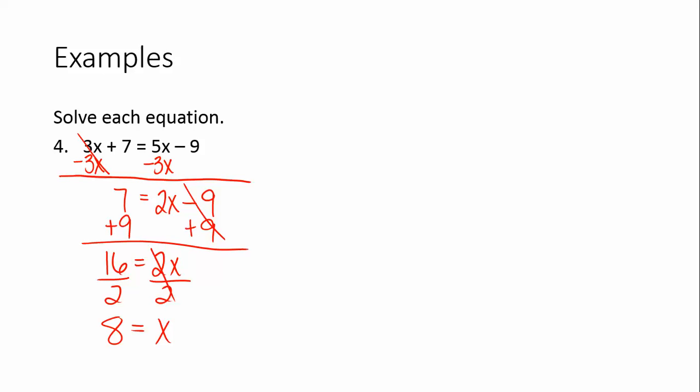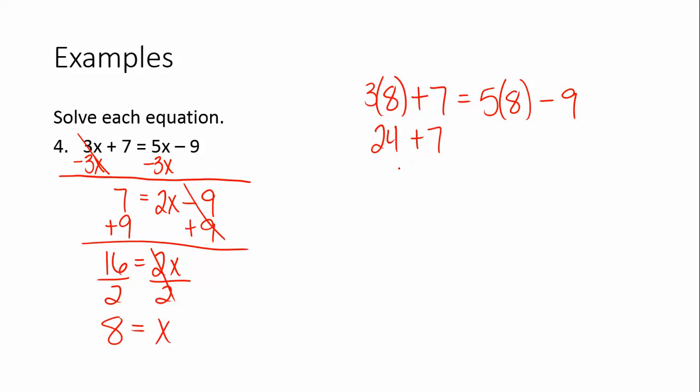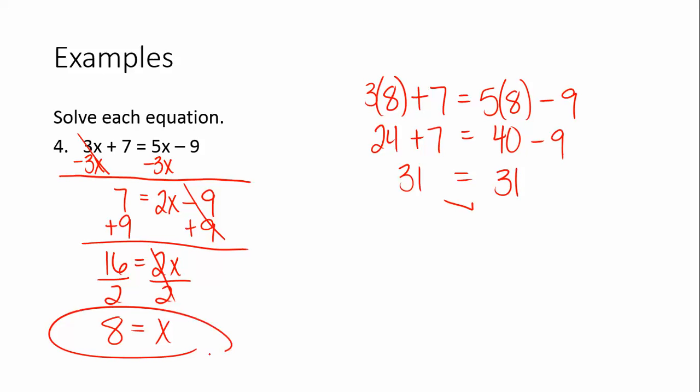If you want to check your solution, we're going to plug that 8 in for the variable on both sides. 3 times 8 is 24. 24 plus 7 is 31. Here we have 5 times 8 is 40. 40 minus 9 is also 31. So we have a true statement. We know that our answer, x equals 8, is correct.